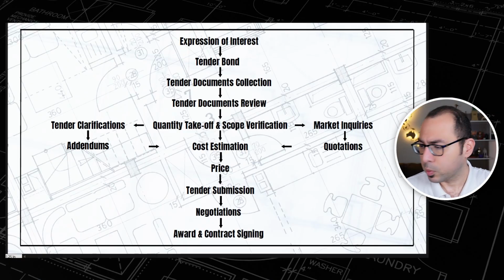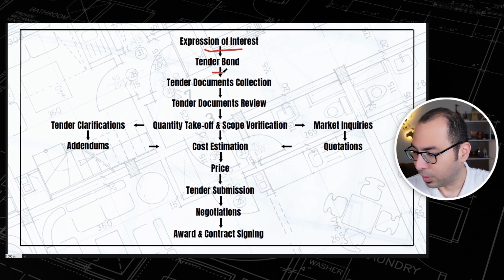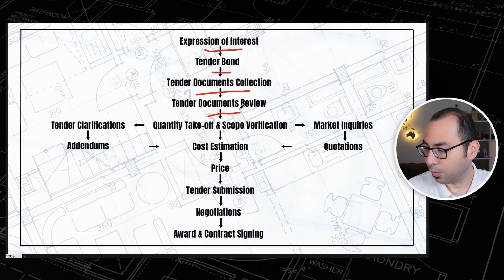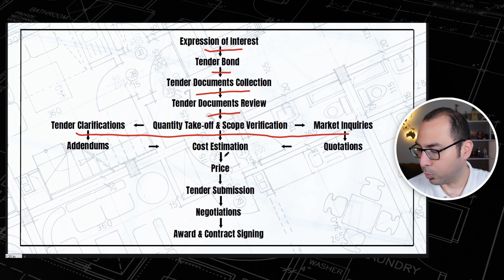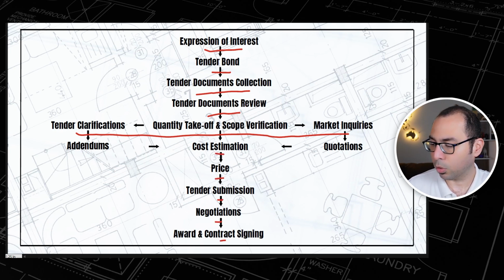So the process looks like this. We have an expression of interest, and after that we have the tender bond, and after that we have the tender documents collection, and then the tender documents review, and then we will come to this step, which includes the quantity takeoff and the scope verification and market inquiries and also tender clarifications. And then the next step will be the cost estimation, price, tender submission, negotiation, and awarding the contract. So now let's go through these steps to understand the details of each one.